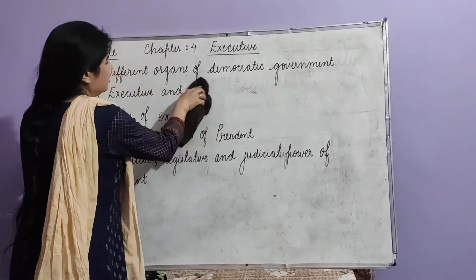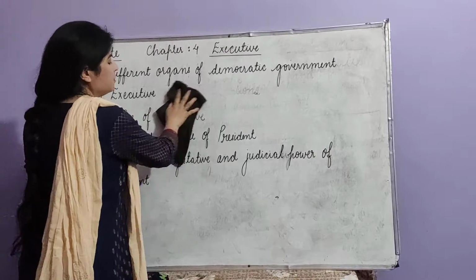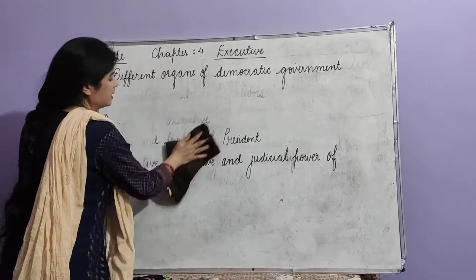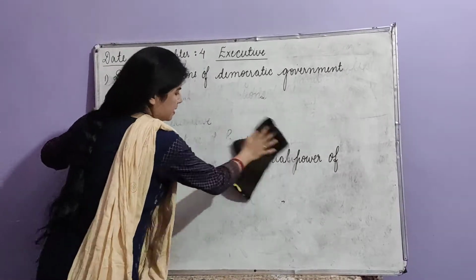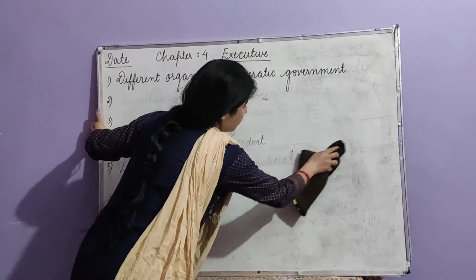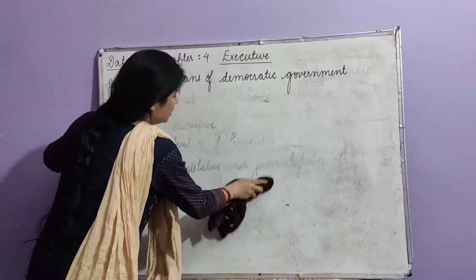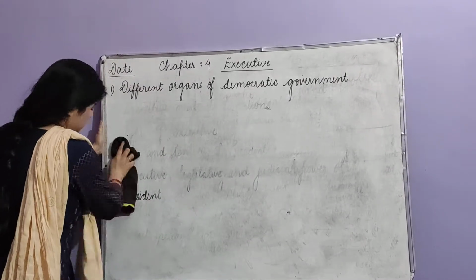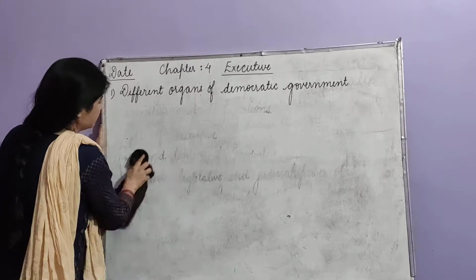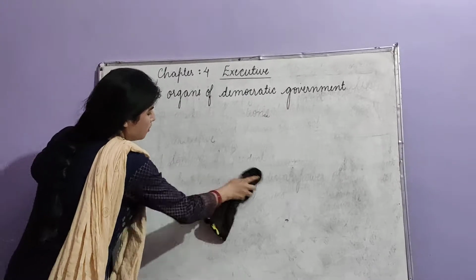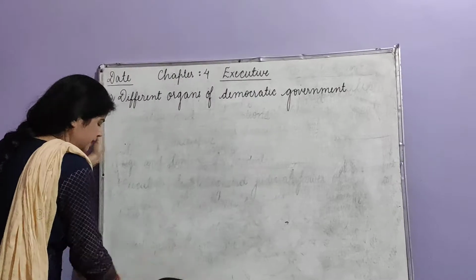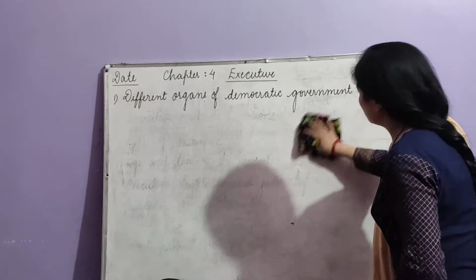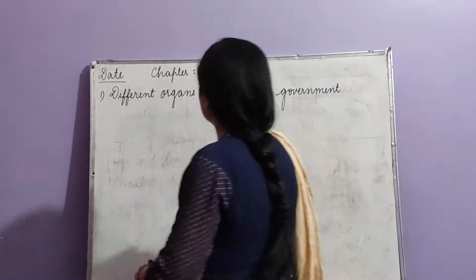Students, before discussing the different organs of a democratic government, first we have to understand what democracy or a democratic government is. Earlier also in our previous chapters, we discussed democracy and different organs of a democratic form of government. So again we are going to repeat here so that it can be easy for us to understand about these organs.